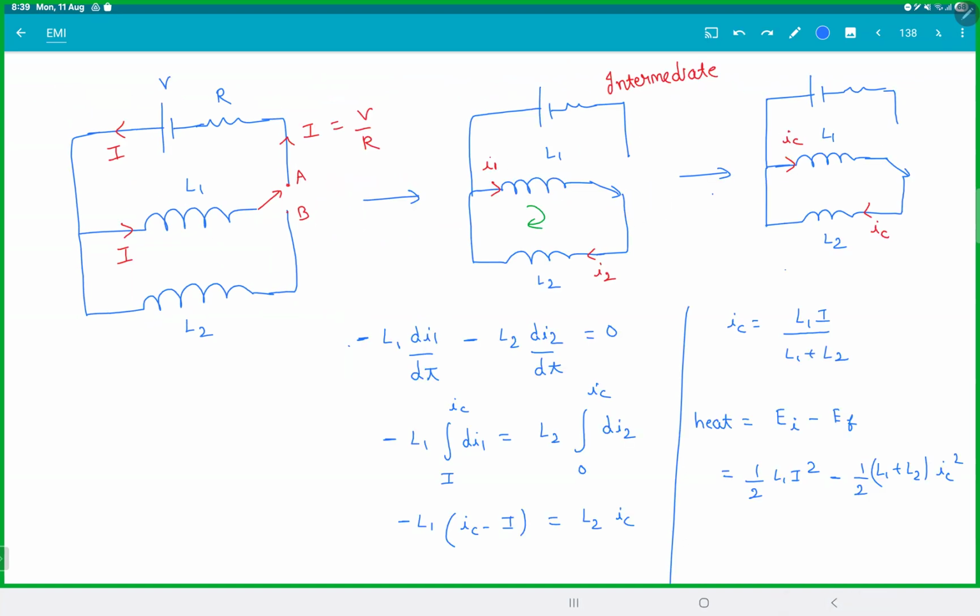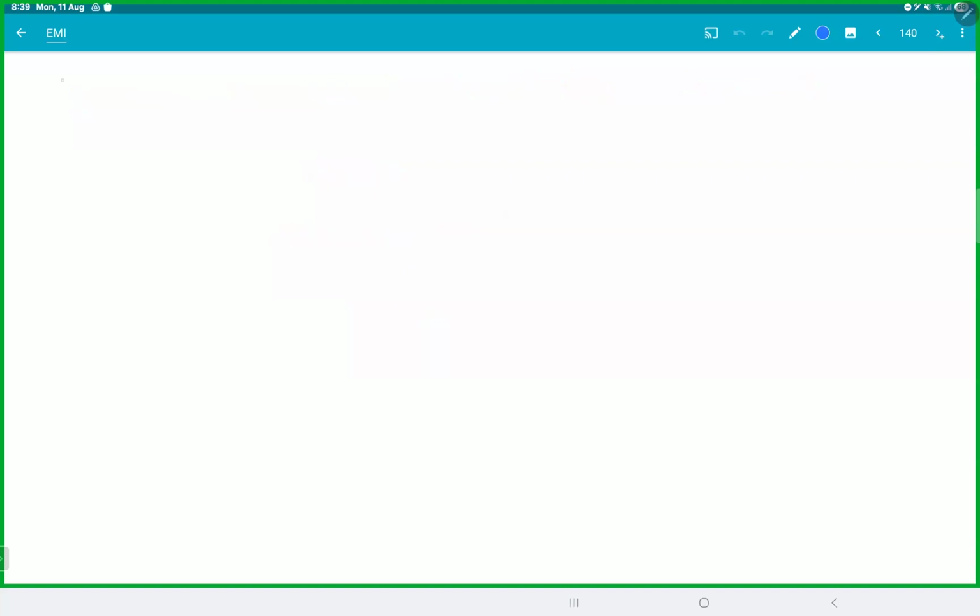What happens if we keep an inductor and a capacitor? We call this thing LC oscillations. This can be a theory question, everything. So we'll do it as a problem.